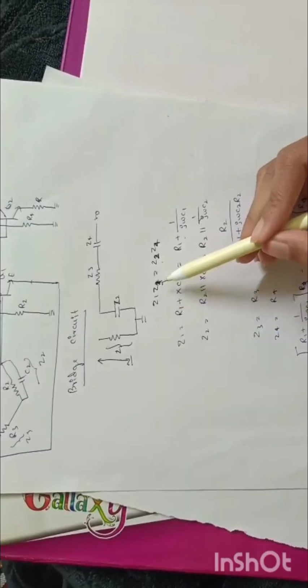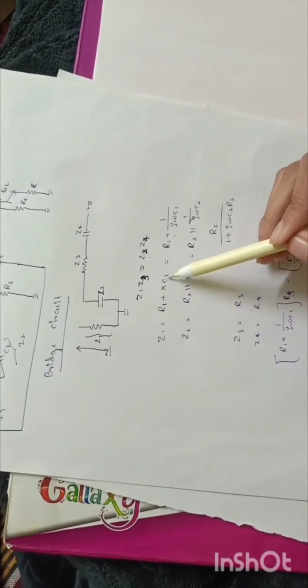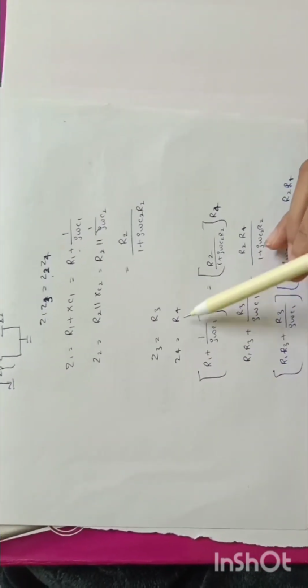Here Z1 Z3 equals Z2 Z4. First, the Z1 equation is R1 plus XC1. XC1 means 1 by j omega C1. Z2 is R2 parallel to XC2. XC2 means 1 by j omega C2. Here R2 by 1 plus j omega C2 R2 is the Z2 equation. Z3 is R3 and Z4 is R4.